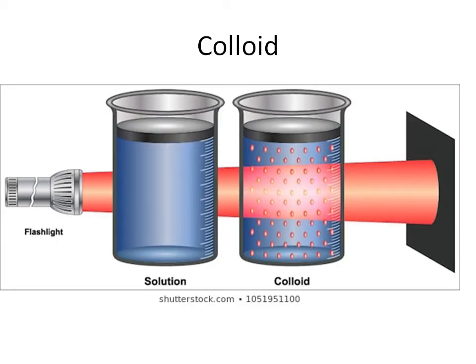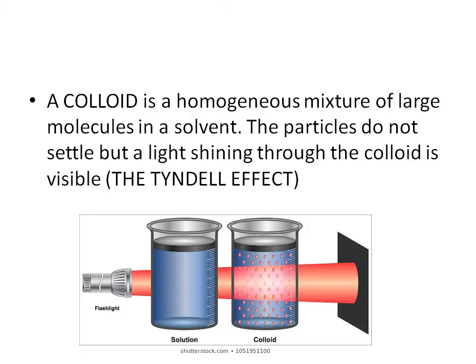A colloid is something we have mentioned before, and this illustration right here gives you pretty much what it is. This is a homogeneous mixture, but unlike a solution where the particles are small, these particles are larger, and this makes a big difference when you shine a light through them. You will see the light go through the material, which you would not do in a solution.